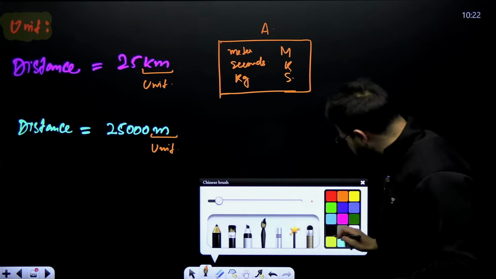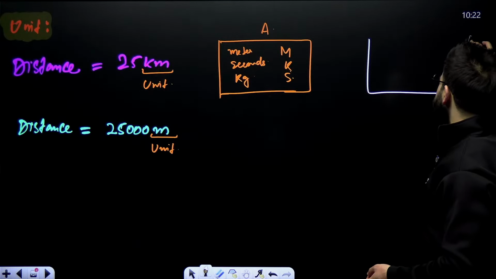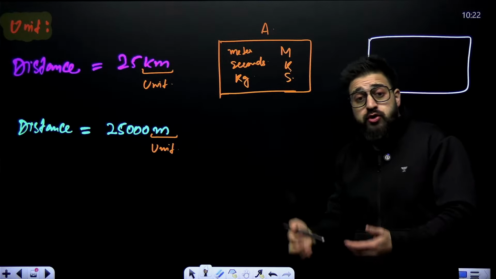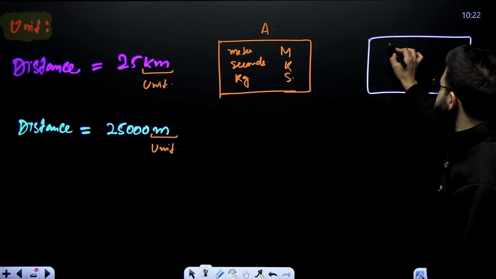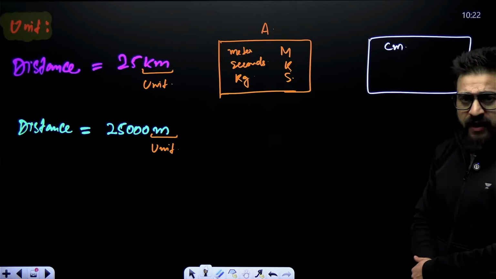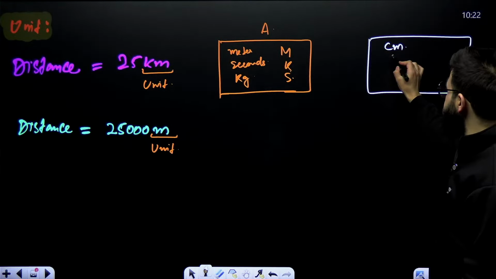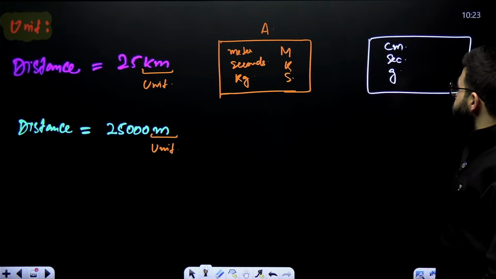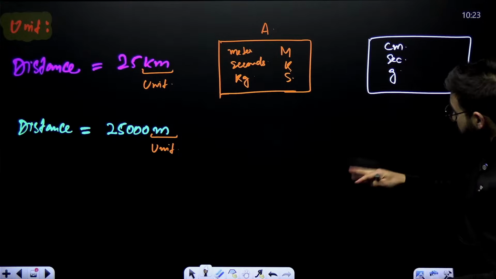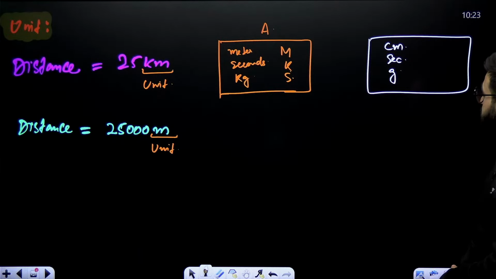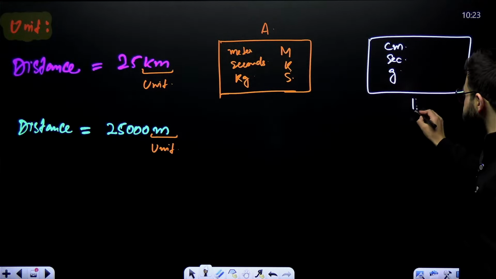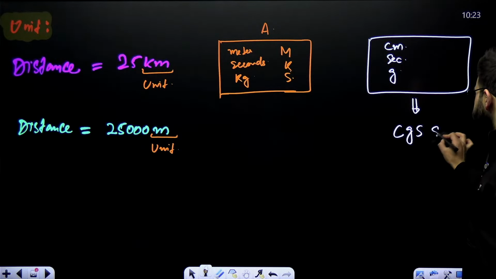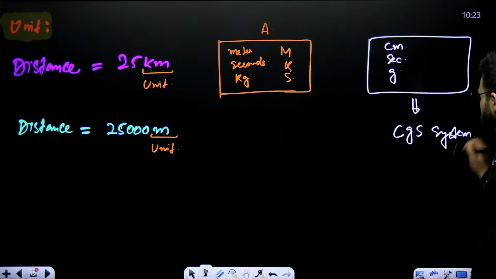Similarly, back in time, there was another country over here. Since we can measure the distance in meters, we can also measure the distance in centimeters. They say we will measure the distance in centimeters, the time in seconds, and the mass in grams. Now in this particular case, we say this country is following the CGS system.